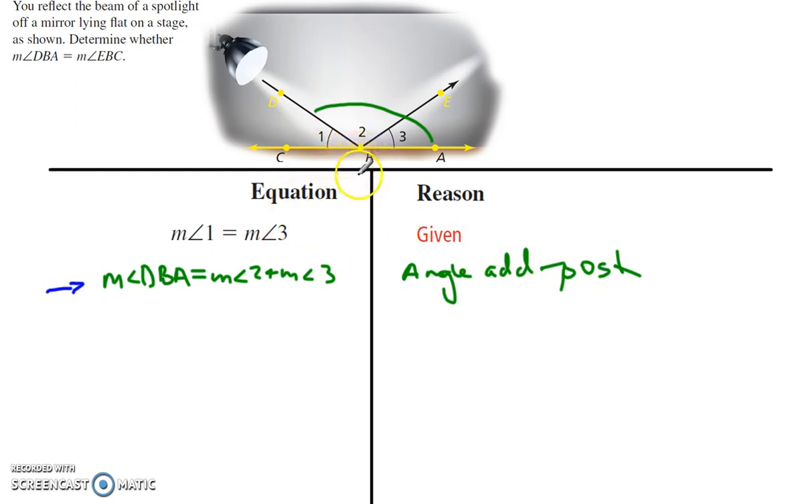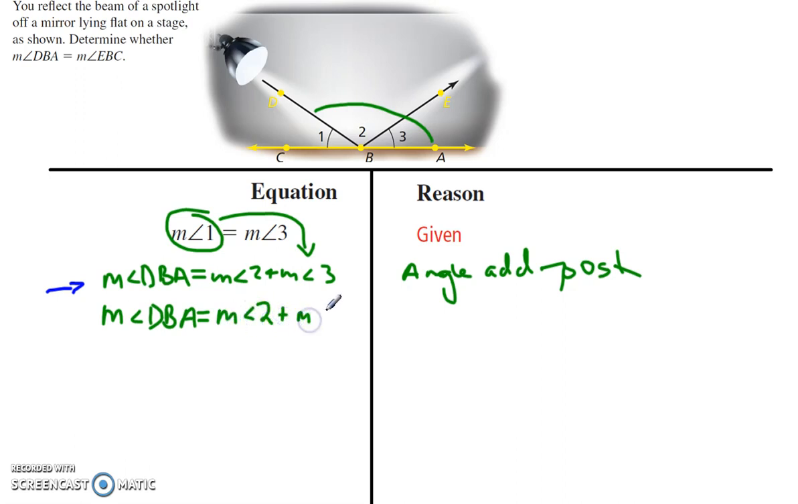Okay, and we also know that measure 1 is equal to measure 3, so I can substitute measure 1 for measure 3. So I can say measure of angle DBA is also equal to measure of angle 2 plus measure of angle 1. I had to use substitution there.